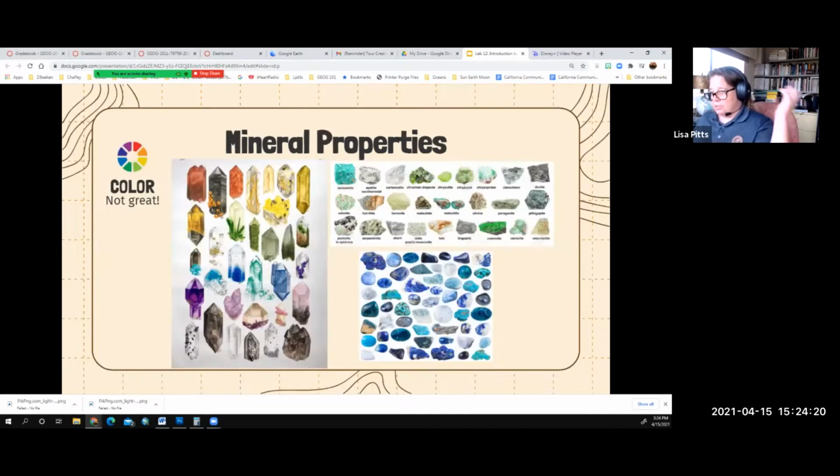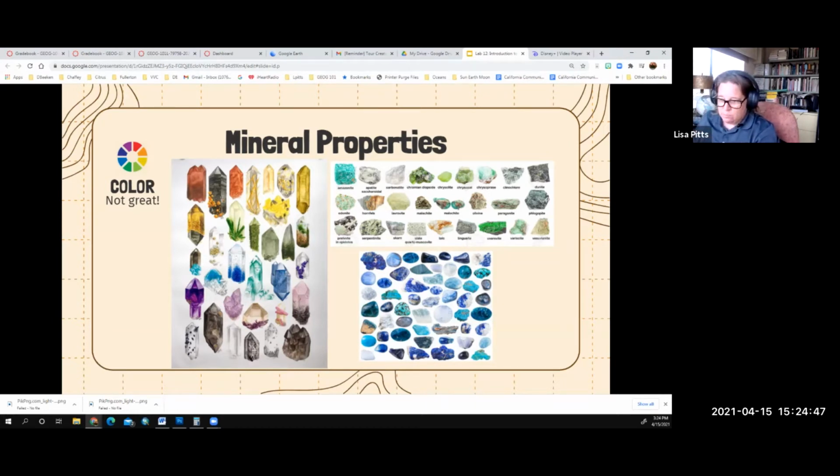Okay, let's get to the cool parts. All right, so mineral properties. Minerals can be identified based on their physical characteristics. And of course, the first one is color. Like, hey, look, this one's pink. Oh, this one's green. This one's blue. And a lot of times it's what we see. It's our go-to characteristic for a mineral, but really it's not the best.